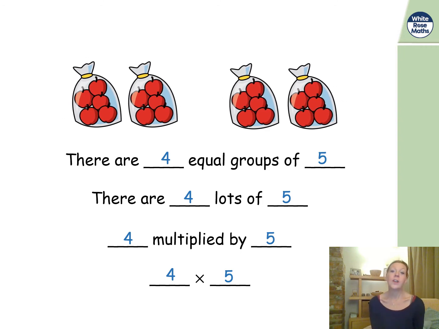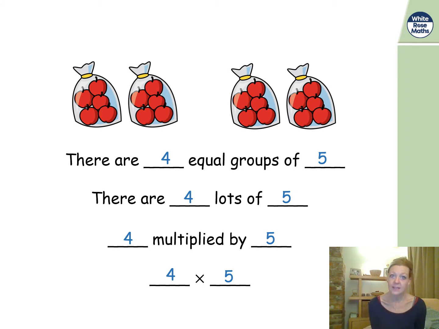Now, we're going to keep the apples exactly the same. So there are still 20 apples, but we've regrouped them. Have a little think. This is now a new multiplication sentence. What do you think it is? There are how many groups of how many apples that equal 20? That's right. There are now 2 groups of 10. So 2 times 10 equals 20.